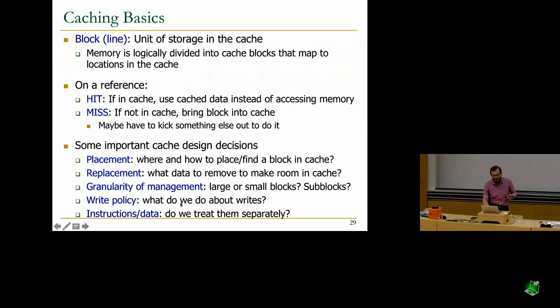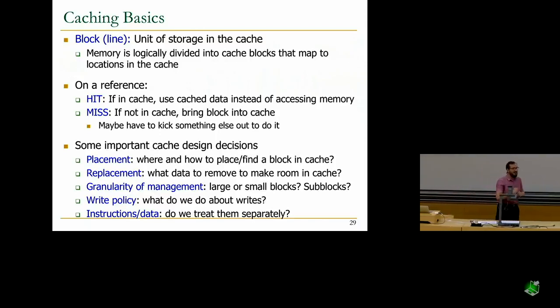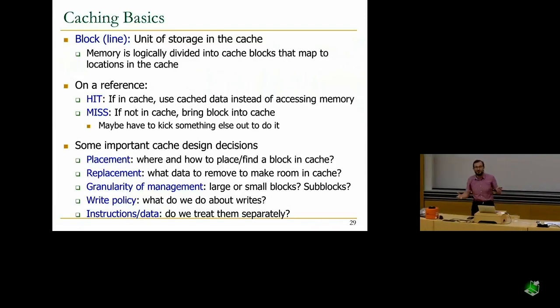Write policy: what do you do about the writes? We're going to hopefully talk about that. Instructions and data: do we treat them separately? And some things that do not fit here, some of you asked earlier: if you have a multi-level cache hierarchy, what do you do? When you bring the data, do you bring the data to all of the cache levels, or do you bring the data into the topmost cache level, the L1 cache level, and to none of the other cache levels? And when this data gets evicted from here, maybe it trickles down to the remaining cache levels. That's also a design decision, which we're not going to talk about, but all of these have implications on performance and energy efficiency and cost.